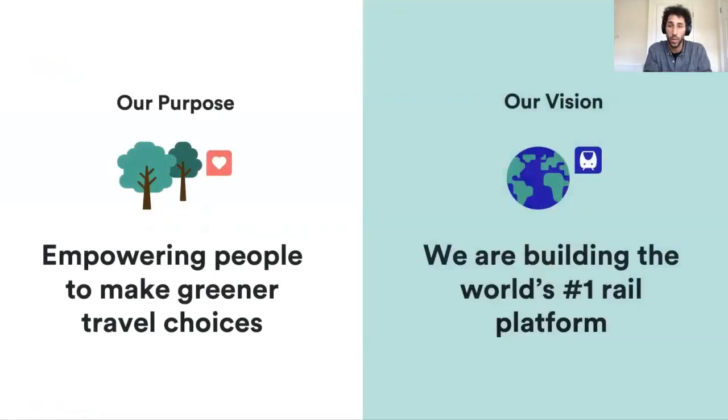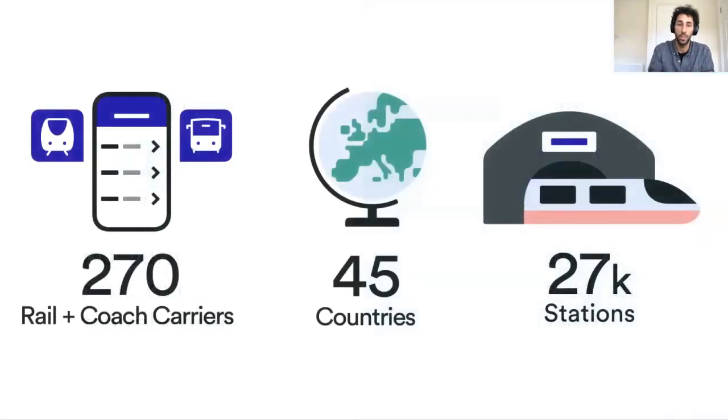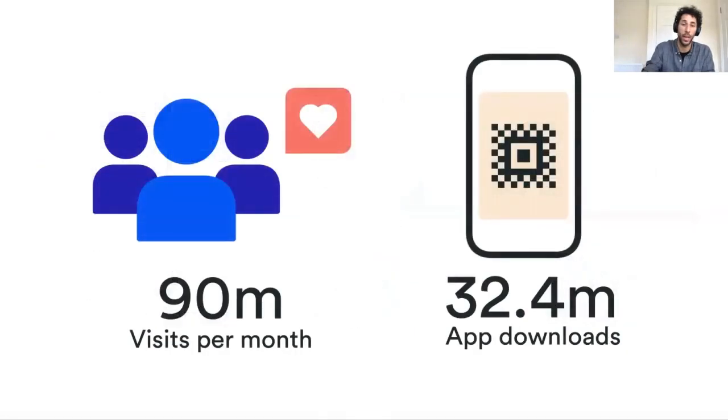For those of you that don't know Trainline, Trainline's mission is to empower people to make greener travel choices, i.e. hopping on trains rather than taking the car or the plane. And to do that, we're building the world's number one rail platform, which basically takes form in a website and applications to which we've connected over 270 rail and coach carriers. So that's in the UK, but also all across Europe, serving 45 countries. We've got roughly 30,000 stations that we're serving.